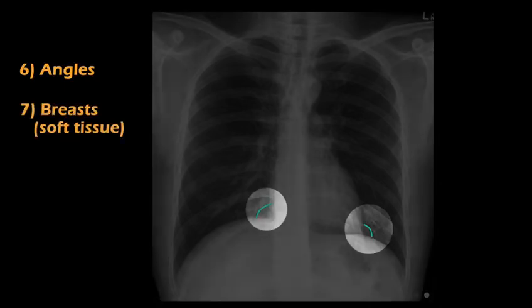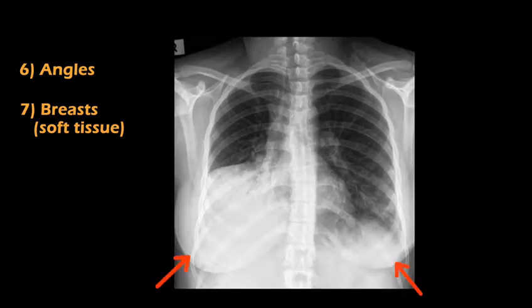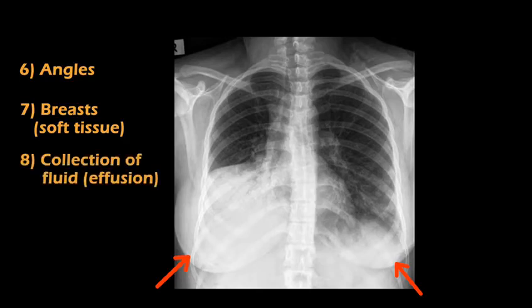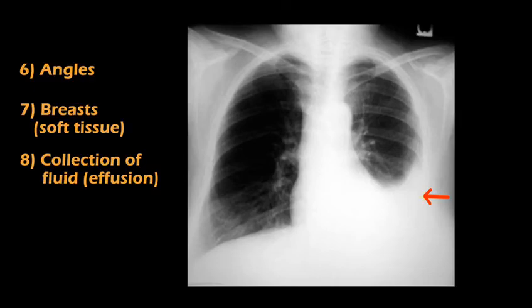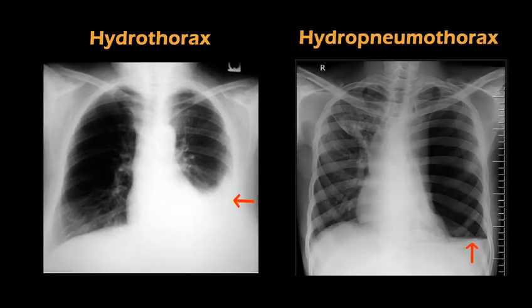B stands for breast or soft tissue shadows. This is how a breast shadow is seen. C stands for collection of fluid, referring to effusions. This is an X-ray of pleural effusion. Look at the obliterated costophrenic angle. Remember, in pleural effusion, the first sign noted on chest X-ray is the obliteration of the costophrenic angles. Another important finding is hydrothorax, which is seen as a curved line. It is important to differentiate it from hydropneumothorax, which is seen as a straight line.